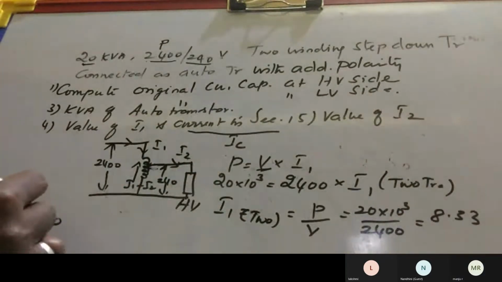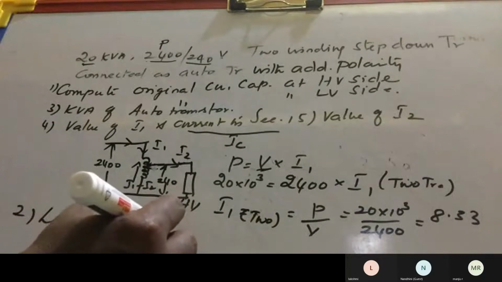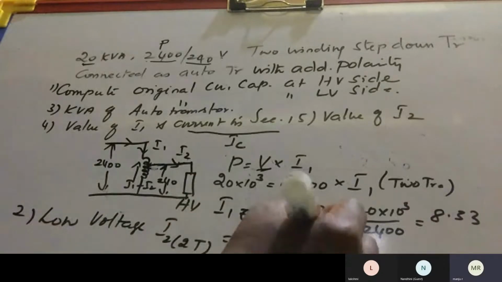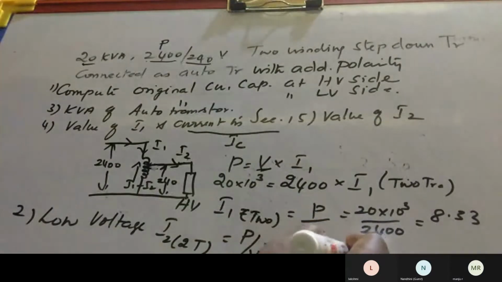This is the high voltage side. The second one is the low voltage side. That current we can represent as I2 in the two winding transformer. Similarly, I2 equals P divided by V2. P is 20 into 10 power 3, and V2 is nothing but 240. How much? So 83.33, ma'am. Yes, 83.3.